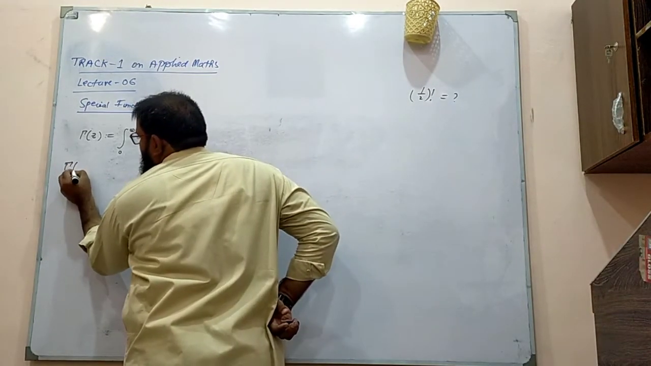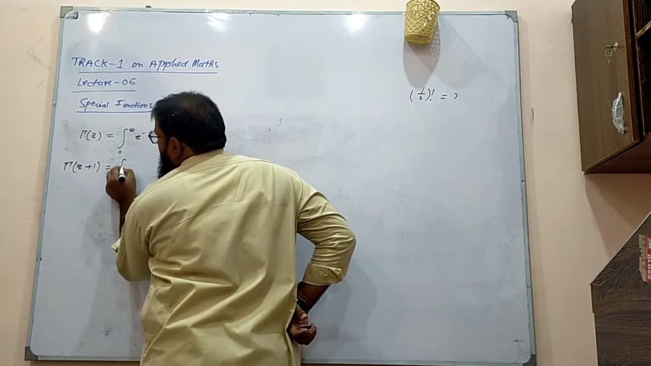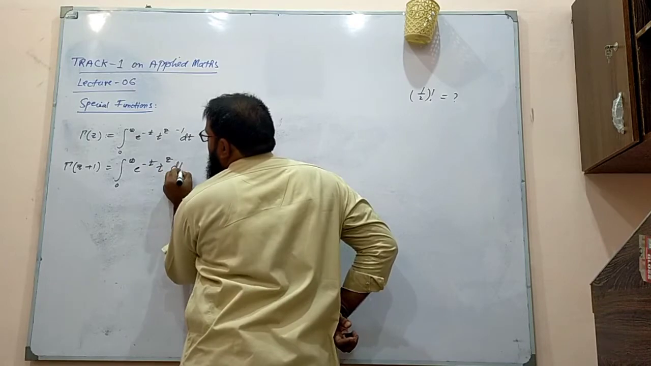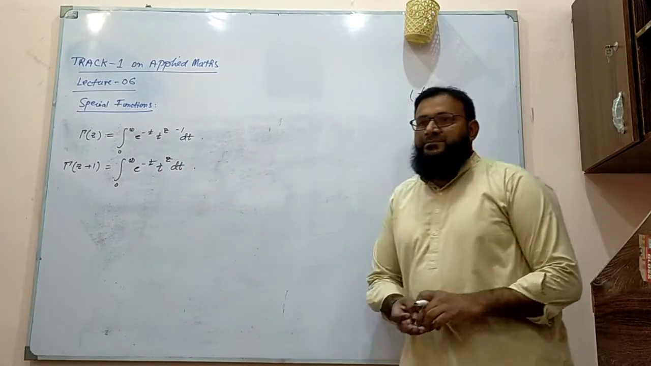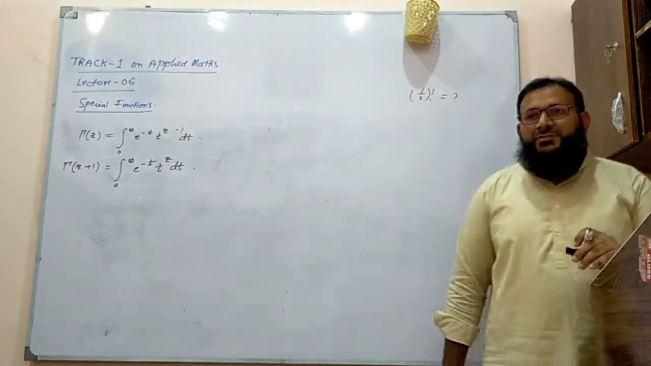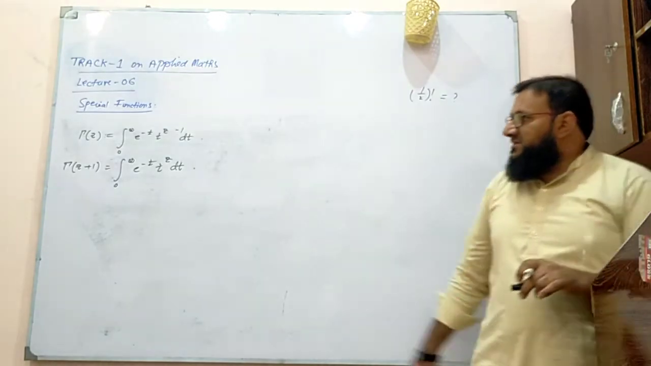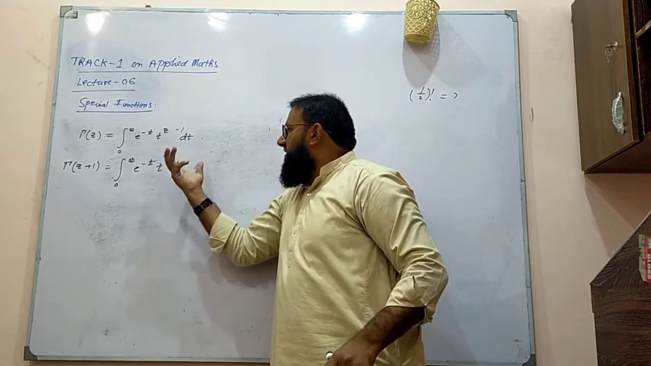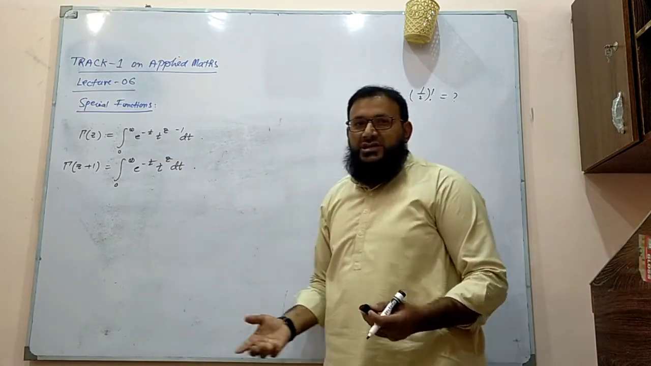Okay, can I write this? Gamma of z plus 1 is equal to the integral from 0 to infinity of e power minus t, t power z dt. I am just replacing z by z plus 1. Then this z would be z plus 1, and plus 1 minus 1 gets cancelled and we get simply z. So we can do this.